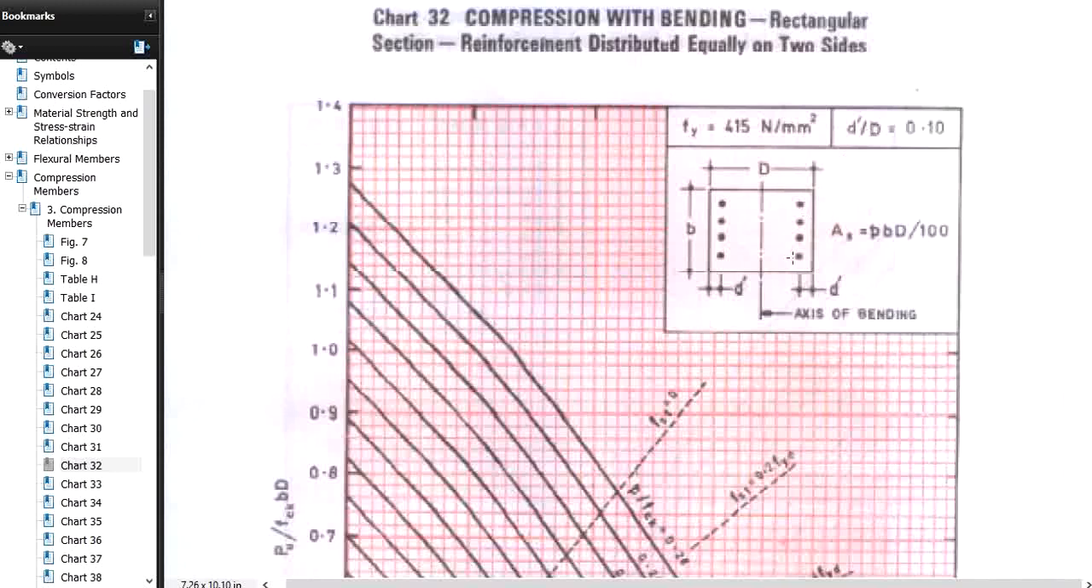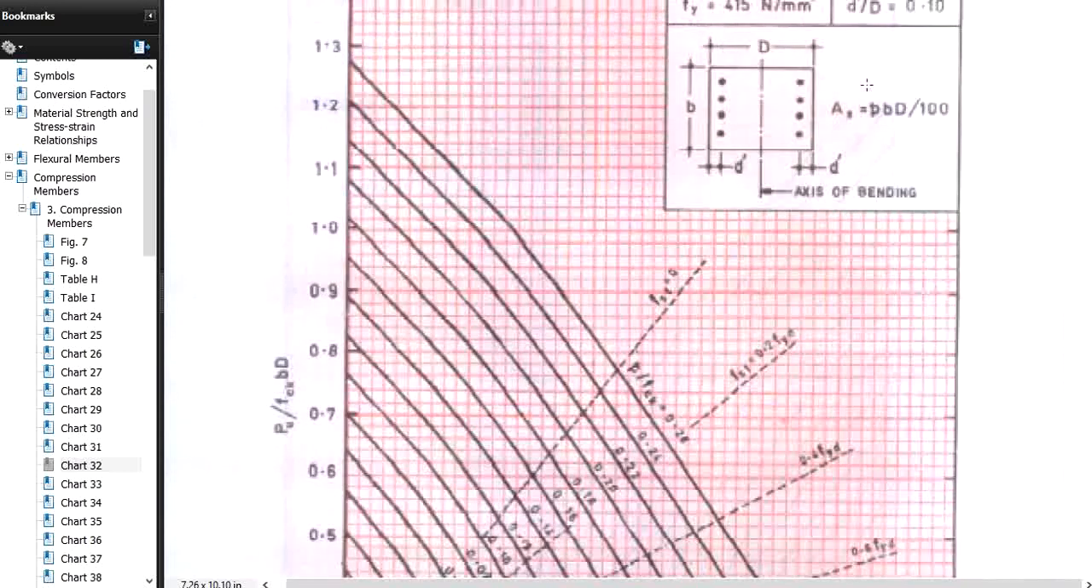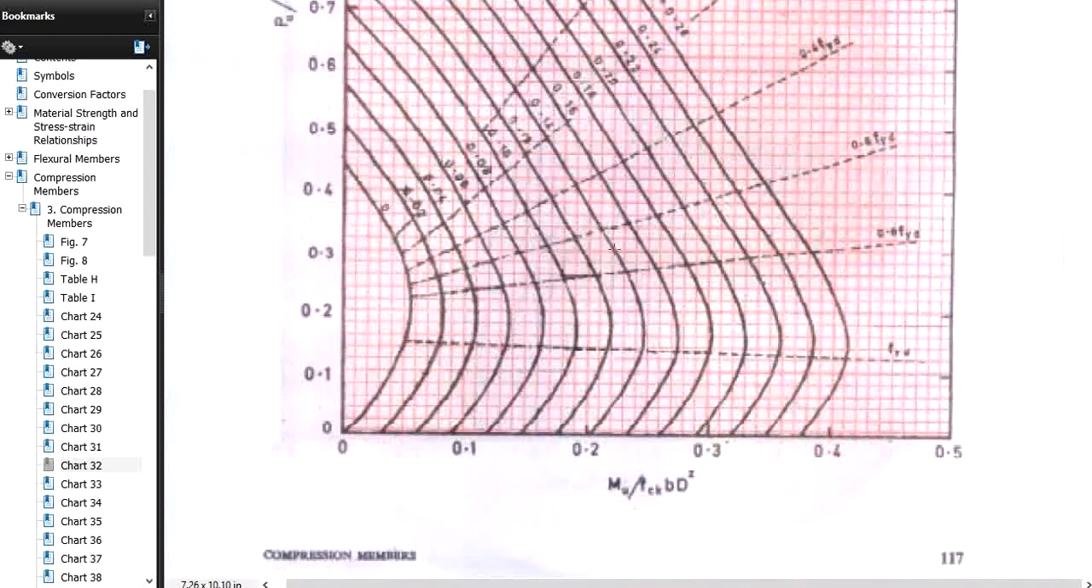There are two types of reinforcement arrangements. You can see when the reinforcements are arranged parallelly on both sides, this chart is applicable for this type of arrangement, this grade of concrete, as well as this d dash by D ratio. Apart from the d dash by D ratio, you can see these curves. These curves are load moment interaction curves only.